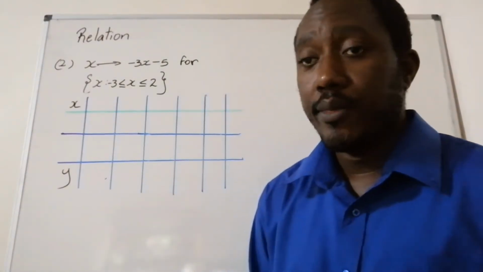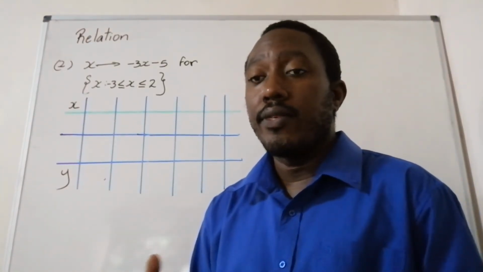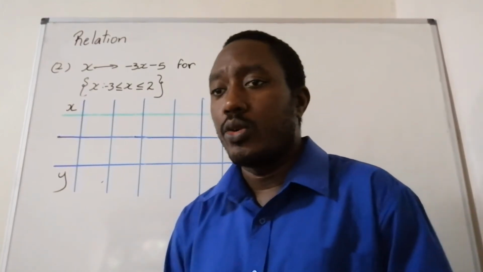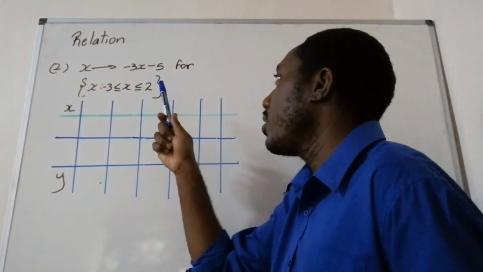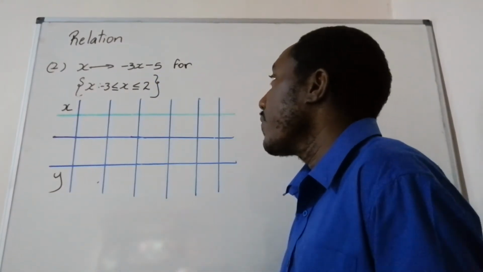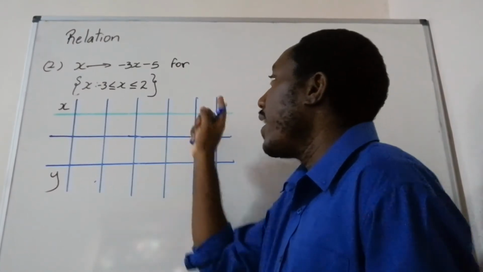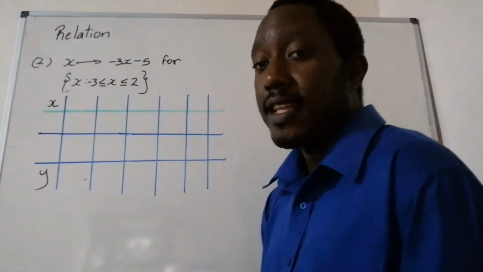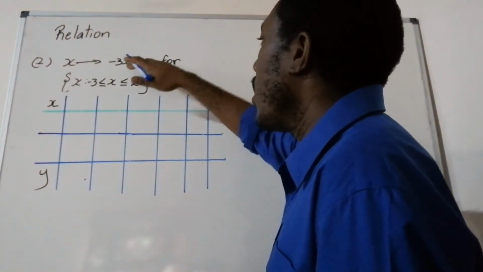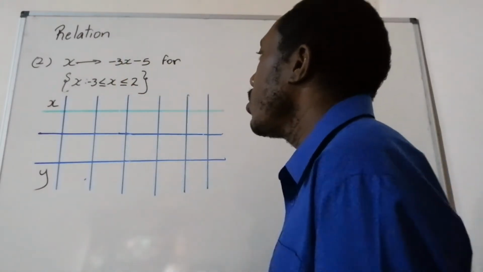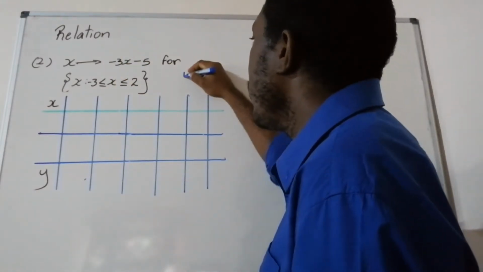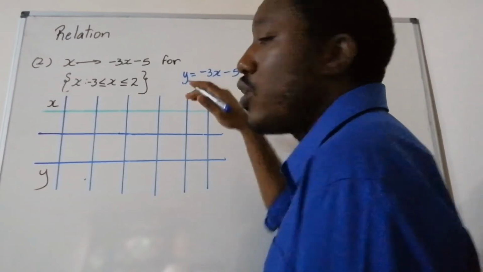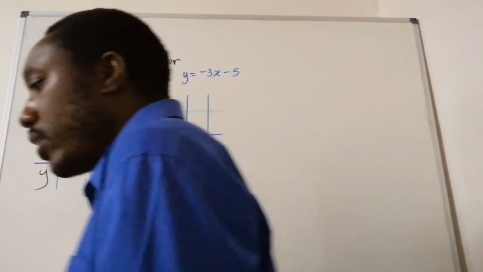Right, here is another example where we want to complete or find the ordered pairs and complete our mapping diagram. So let's go about doing it. Now we have x is mapped onto minus 3x minus 5 for any x value such that x is more than or equal to -3 and less than 2. Now remember, our rule, x is mapped onto minus 3x minus 5, can be written as y is equal to minus 3x take 5. No trouble. Same thing we're talking about.